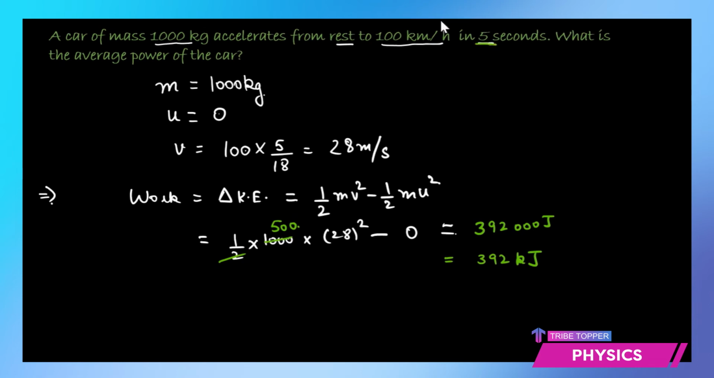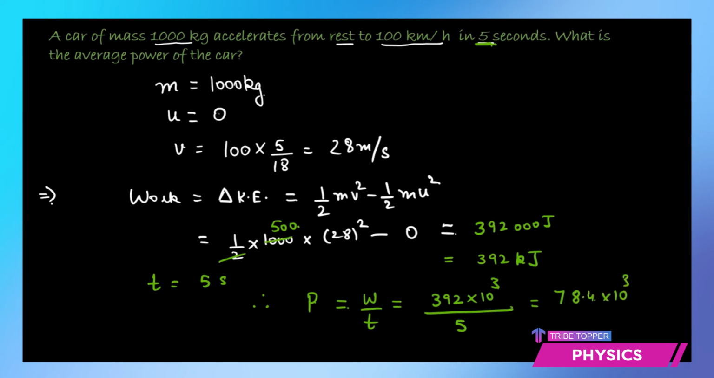And in how much time did this happen? This happened in 5 seconds. So we have the time 5 seconds. Therefore, what is going to be the power? The average power of the car is the work done over time taken, which is 392 times 10 to the power 3 joules over time of 5 seconds. And solving this, we get 78.4 times 10 to the power 3 watt, or you can write it as 78.4 kilowatt.